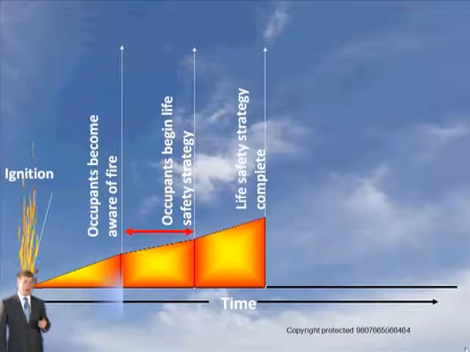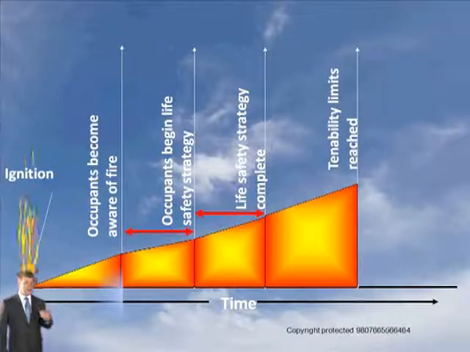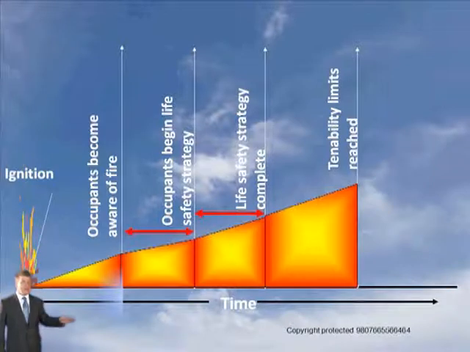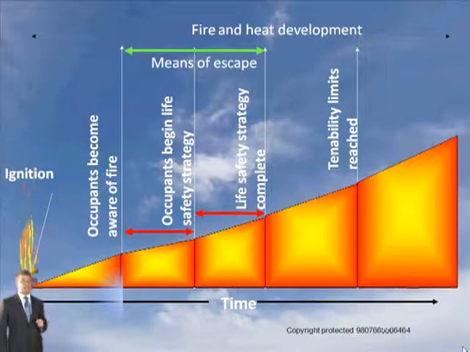This timeline here now is the life safety strategy is complete. So that bit there, from the occupants beginning the life safety strategy to the life safety strategy is complete, that is your travel time. And that travel time will equate to a travel distance. So that's your travel time. That bit there now is the tenability limits have been reached. In other words, if anybody is in that risk area now, they are dead. That's from the heat or smoke. That is your tenability limits have been reached. The whole chart there is the fire and heat development. That bit there is your means of escape.